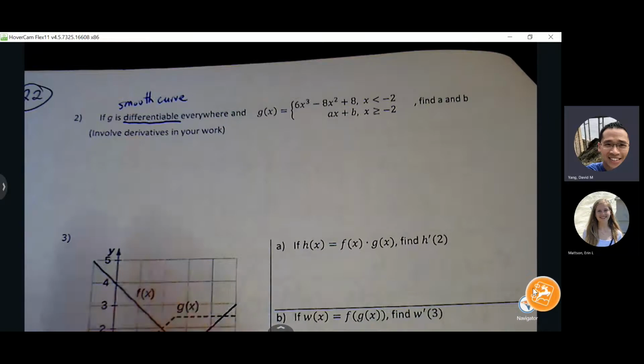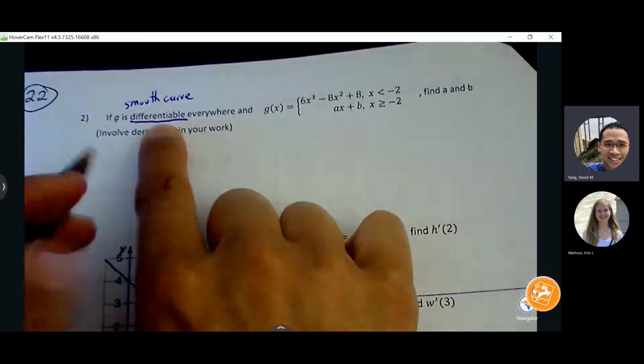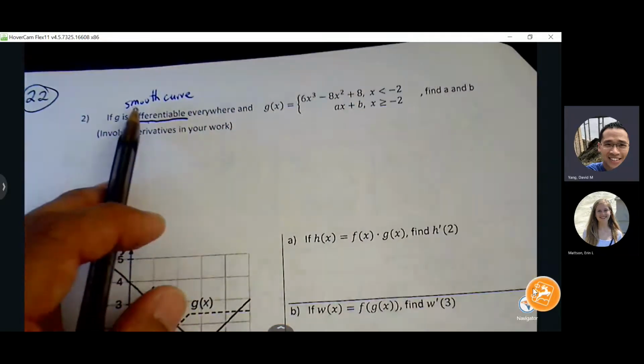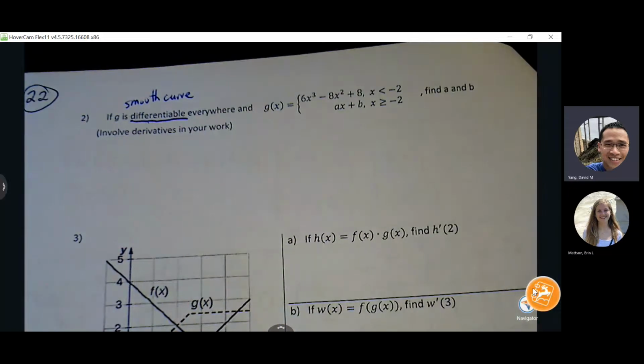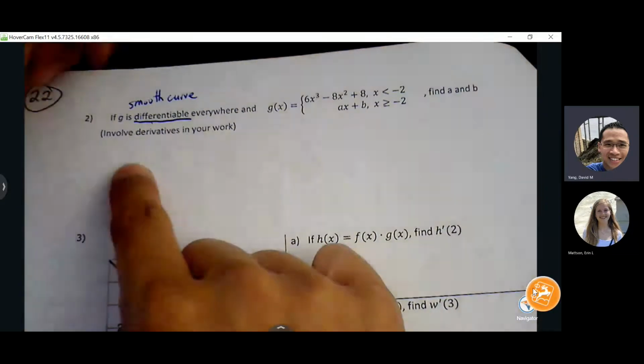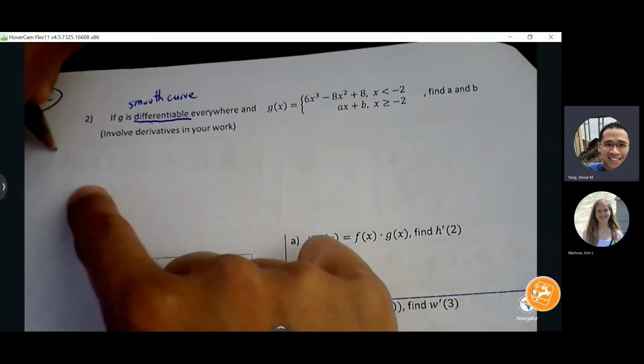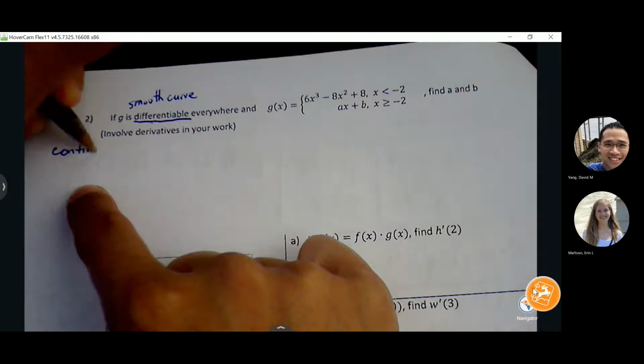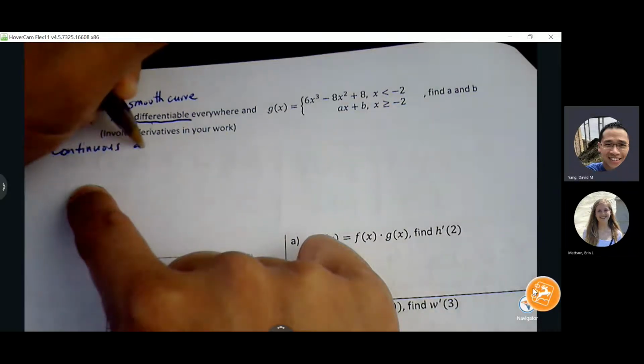So it's not going to be a sudden sharp turn from one graph to the next. The thing to keep in mind is that whenever you see differentiable, that means a smooth curve. That also means it must be continuous, right? We can't have a smooth curve without the graph actually connecting at those points. So I want to say this: continuous and differentiable.